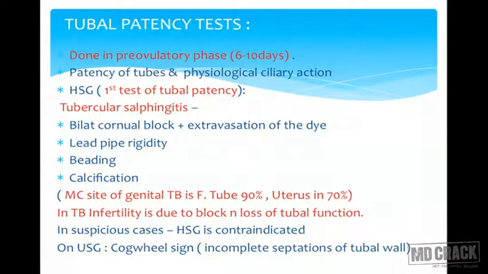There can be extraposition of the dye. Lead pipe rigidity can be seen. Beading, calcification. Every word is important here. Tubercular salpingitis on HSG: bilateral cornual block or extraposition of the dye. Lead pipe rigidity, tubes are like pipe, no wavy pattern, it's lost. Beading, calcification. These are the changes specific of tubercular salpingitis.